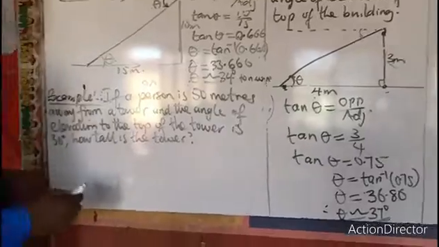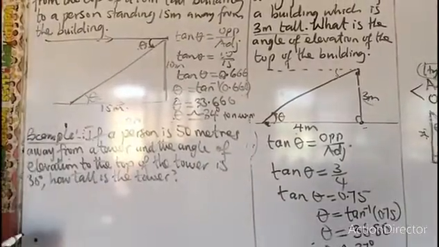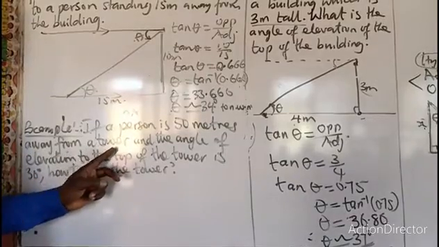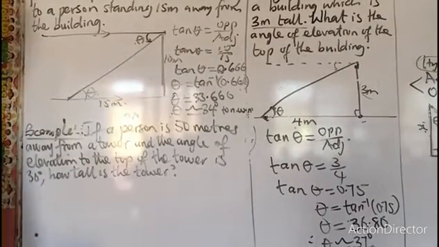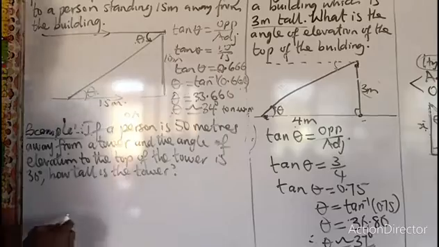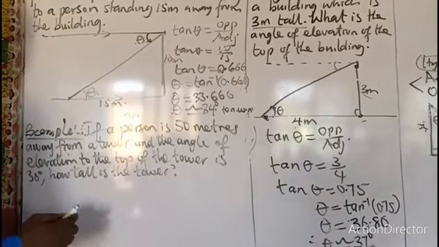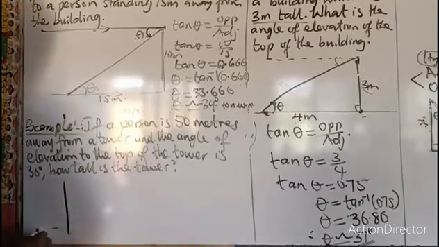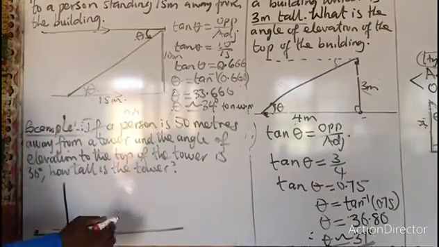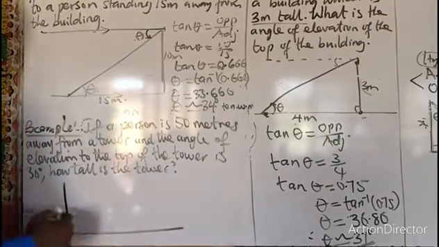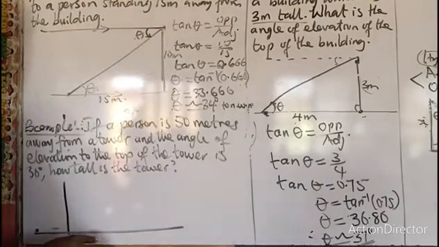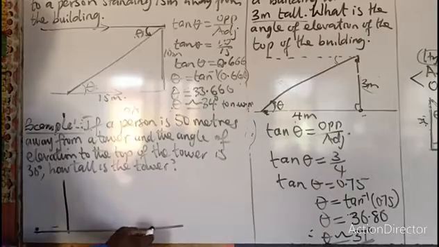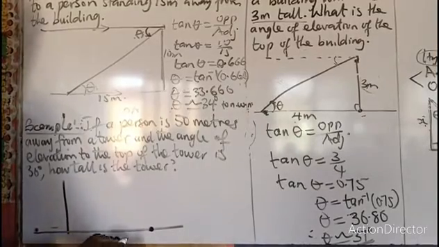What does it say? The person is 50 meters away from a tower. So there is a tower somewhere, and the person is 50 meters away from it. Where do we put the tower? Let's say the tower is here, and this is the ground. The person is 50 meters away. So where would the 50 meters be? Here or here? Up or down? Down. So the person is here, and we have 50 meters.